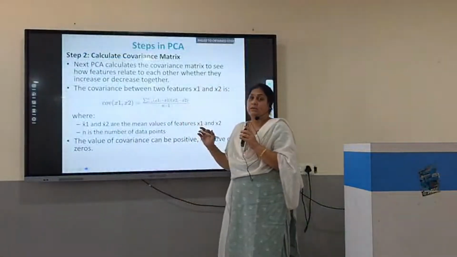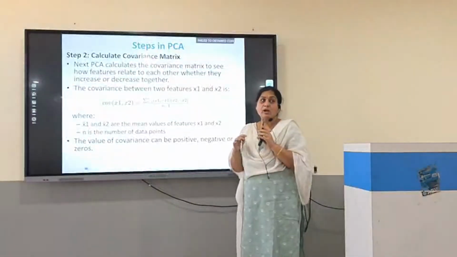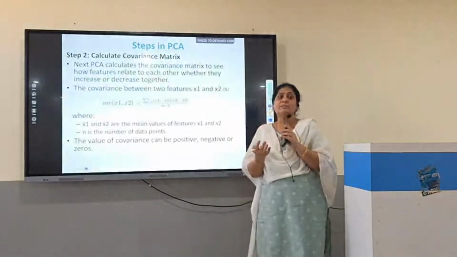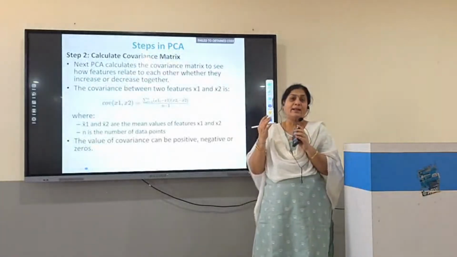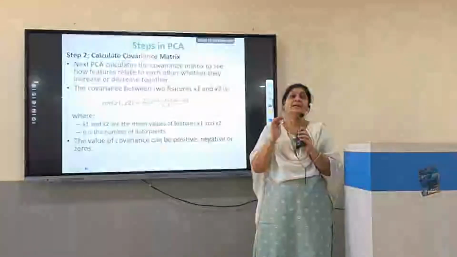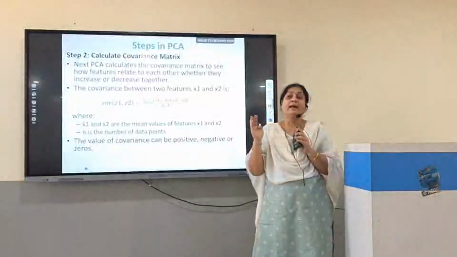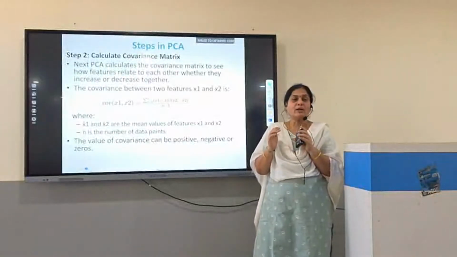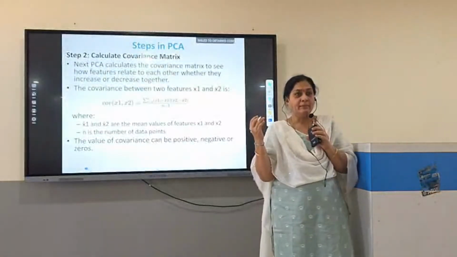Next step is finding the covariance. What do you mean by covariance? You are trying to find the covariance matrix. This covariance matrix will show you the relationship between each and every attribute. Okay? So what is the main goal in PCA?